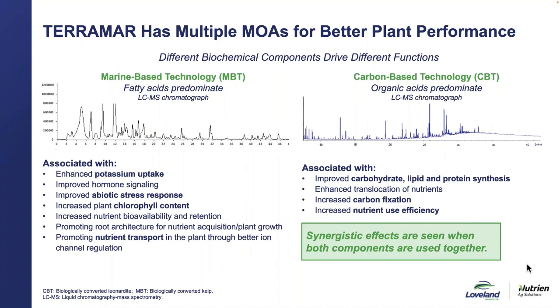On the marine based side, a few of them here are highlighted: potassium uptake, stress tolerance, chlorophyll content, nutrient transport. On the carbon based side, from the leonardite, we've got carbohydrate, lipid, and protein synthesis. We've got carbon fixation. That's going to be a big one, guys, as we go through this, as we're talking about building sucrose, that carbon fixation. And then, as always, that nutrient use efficiency. But the key here is that we get synergy between these two components when we put these together, and we see more than we see with any one component by itself.